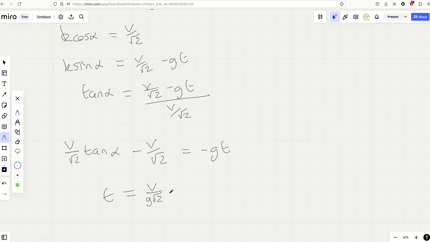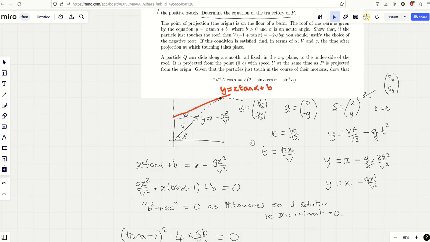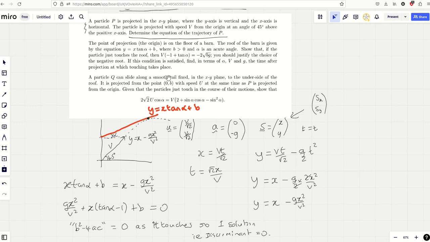that's right, it's g root 2, multiplied by, well, we'd have tan alpha minus 1 when I factorise it out, but I'm going to change the sign on that to make it 1 minus tan alpha. And I think that should be correct now. Okay, that's the time when the intersection takes place, when it just touches the ceiling.